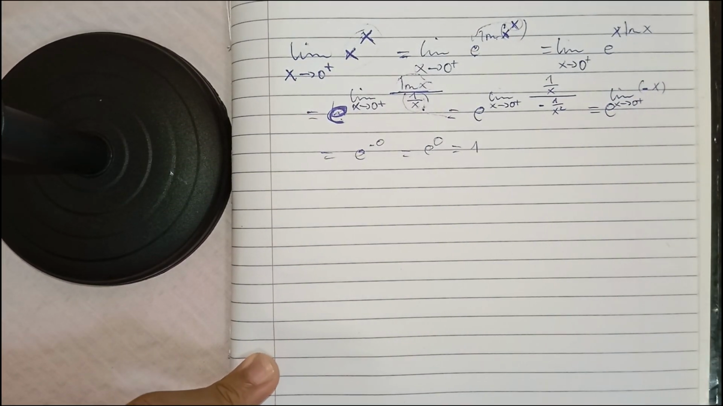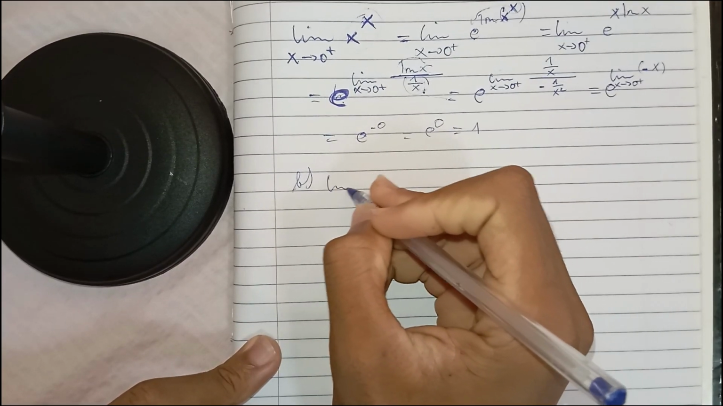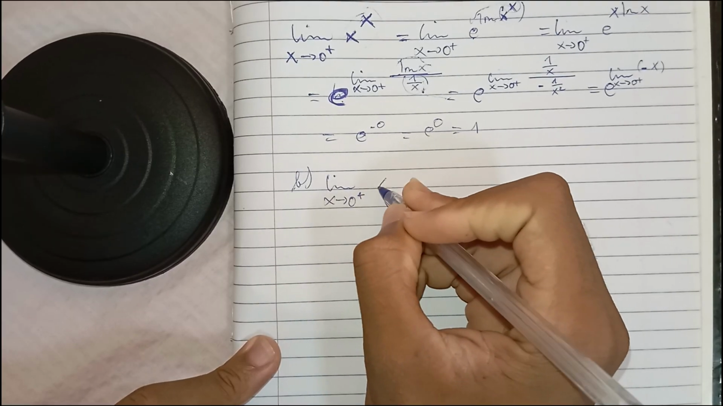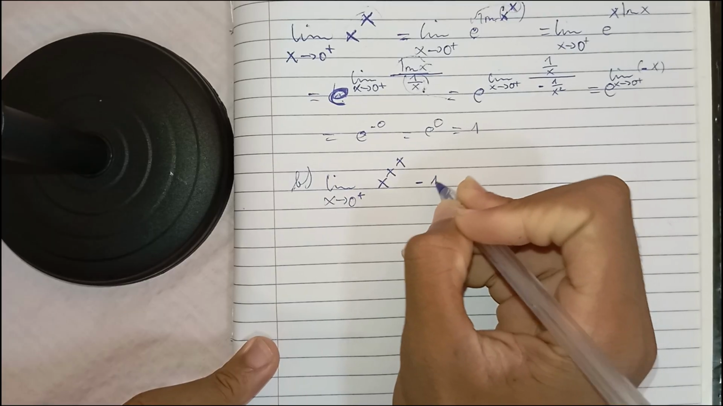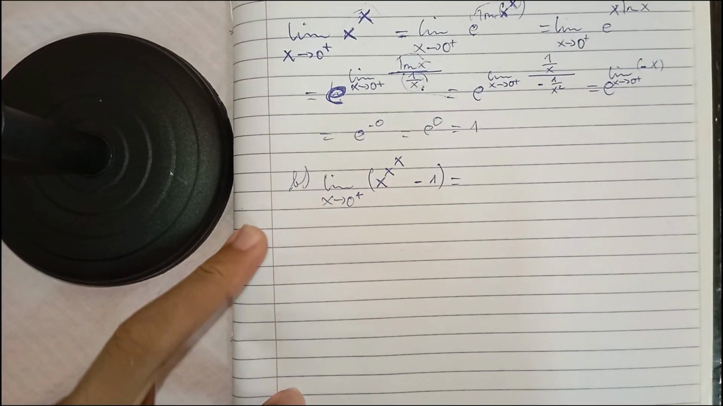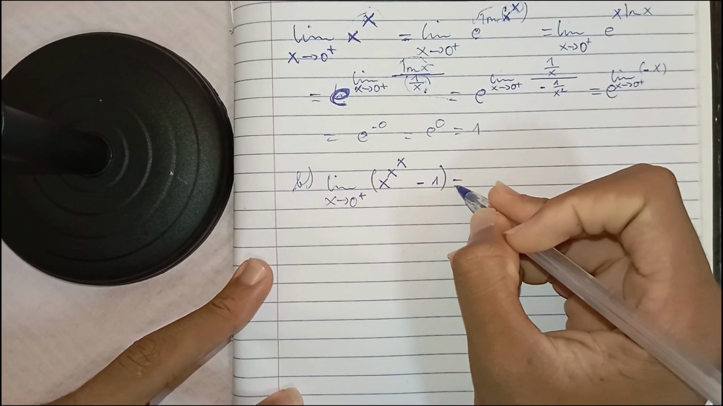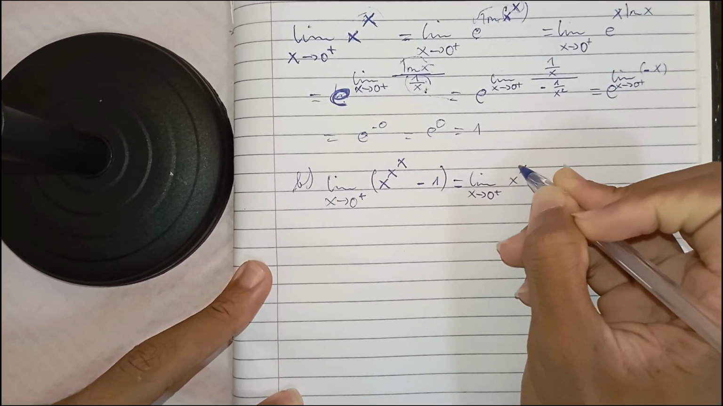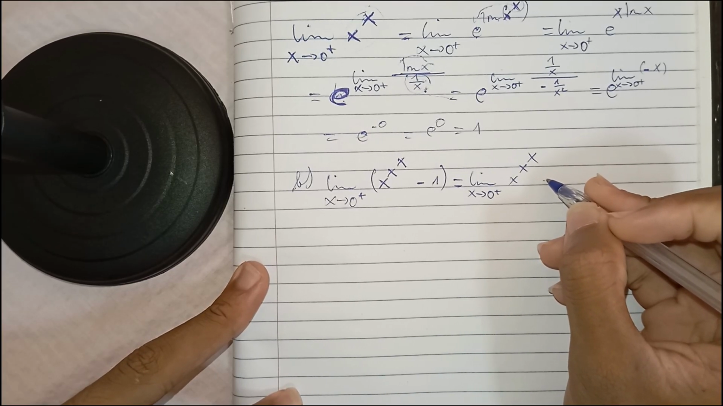So let's go for the next one. This limit as x approaches 0 of x to the power of x to the power of x minus 1. First, don't cry, relax, and enjoy my video. I will not put minus. Yeah, I put minus.